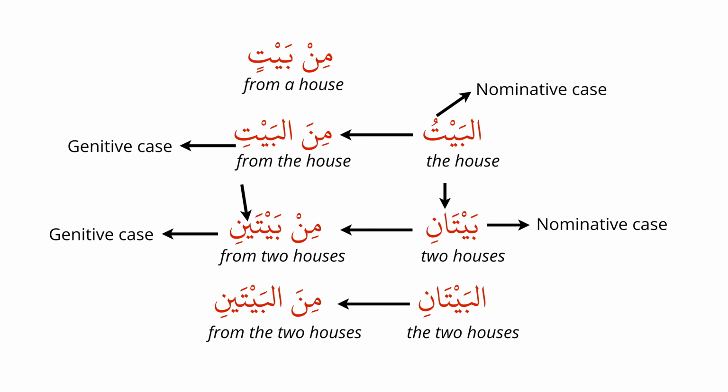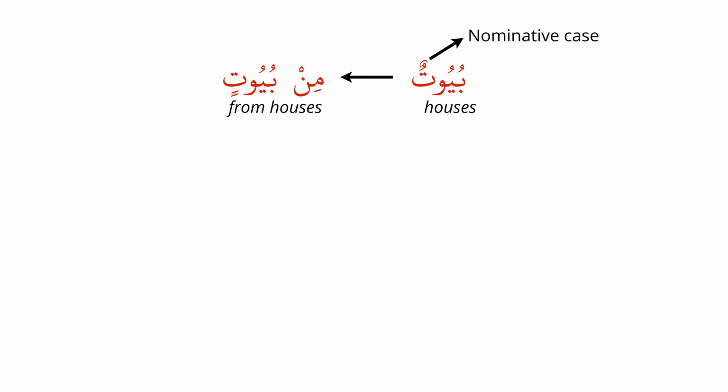Now, if we take plural form of this noun, which is buyutun, meaning houses, which is a broken plural, this noun is marfu', meaning in the nominative case, and when min precedes it, it becomes min buyutin, meaning from houses. And now this noun is majrur, yani in the genitive case.